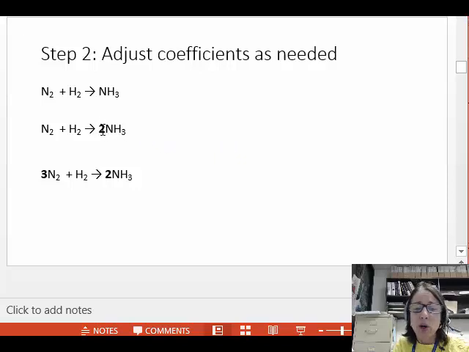However, this coefficient of 2 also impacts the hydrogen in ammonia. A coefficient of 2 multiplied by a subscript of 3 means we have 6 hydrogen atoms on the product side. To balance the hydrogen atoms, we need to place a coefficient of 3 in front of the hydrogen on the reactant side. A coefficient of 3 times subscript 2 is 6 hydrogen atoms. The hydrogen and nitrogen atoms are balanced.